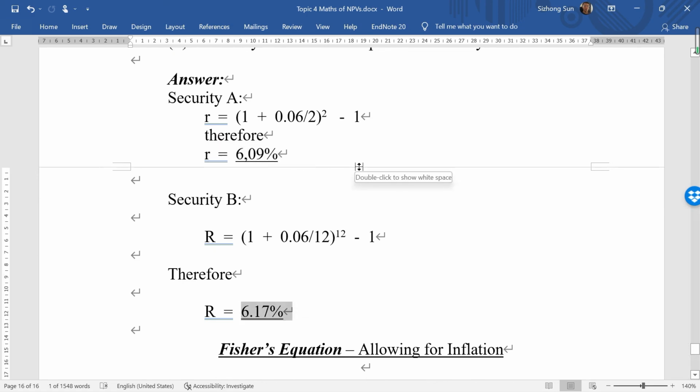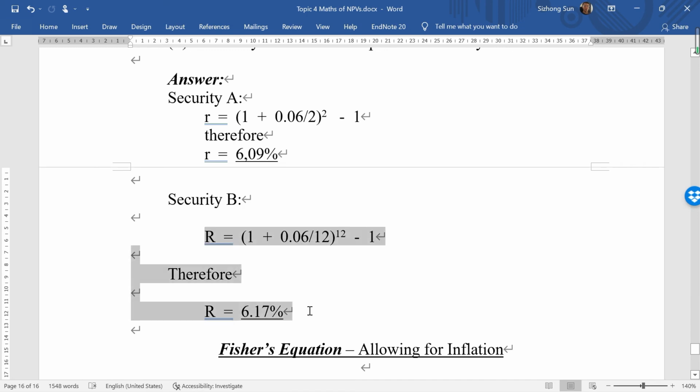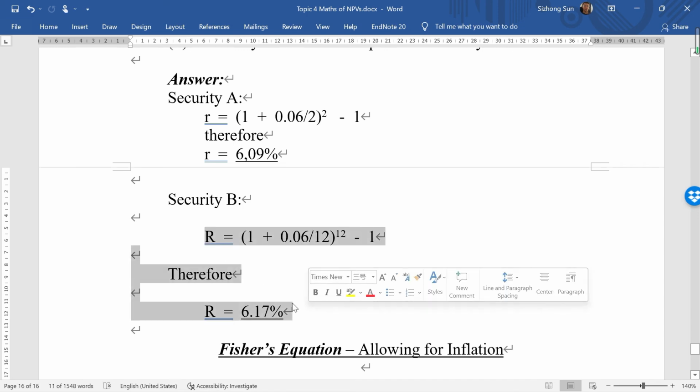So you can see that the more frequent the compounding is, the higher the effective rate it results in. In our example here, if it is compounded 12 times, monthly, then the corresponding annual effective rate is 6.17%, higher than 6.09%, which is the rate corresponding to semi-annual compounding.